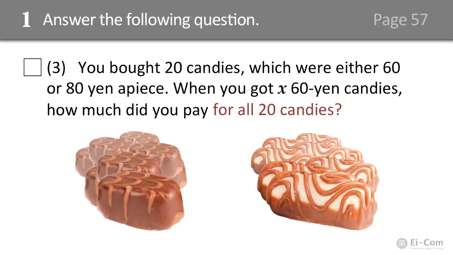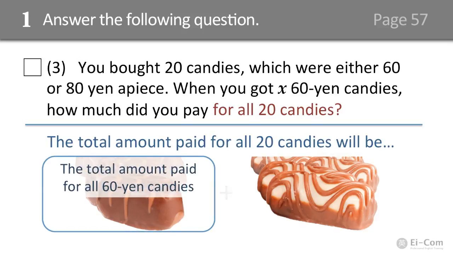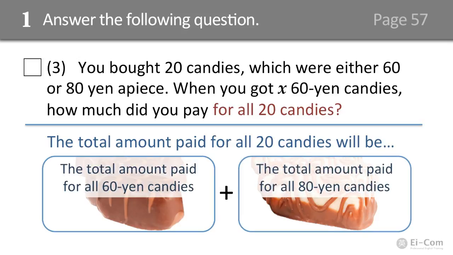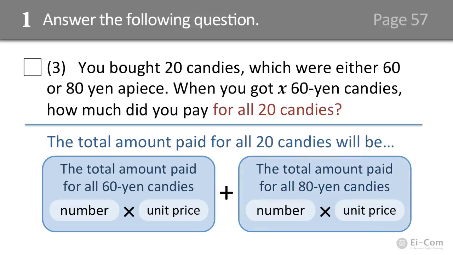The total amount paid for all 20 candies will be the total amount paid for all 60 yen candies plus the total amount paid for all 80 yen candies. The total amount paid for all 60 yen candies will be the number of 60 yen candies times the unit price of 60 yen candies. And the total amount paid for all 80 yen candies will be the number of 80 yen candies times the unit price of 80 yen candies.